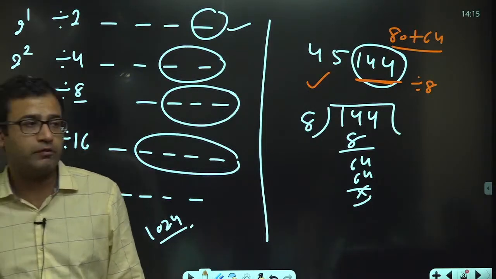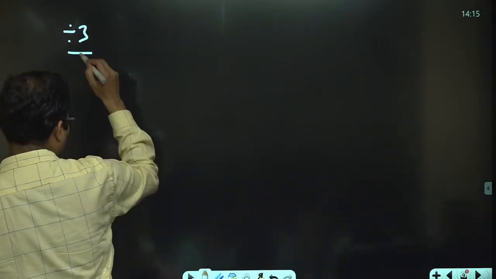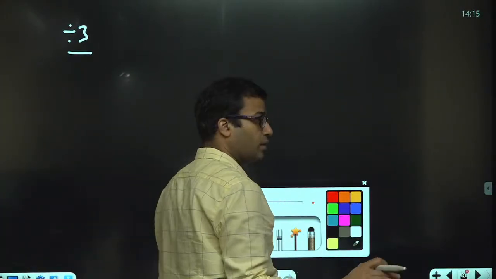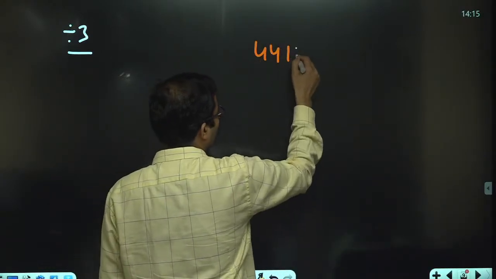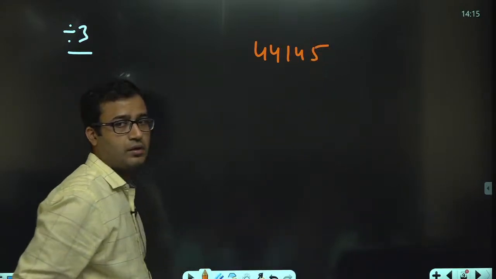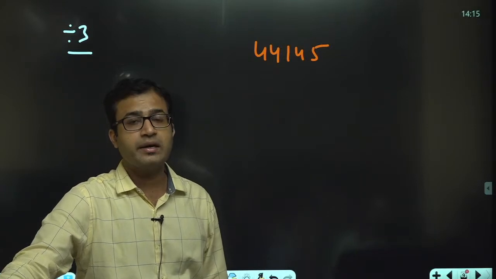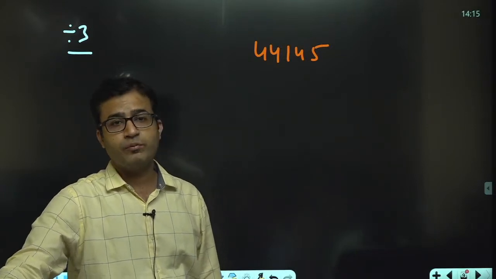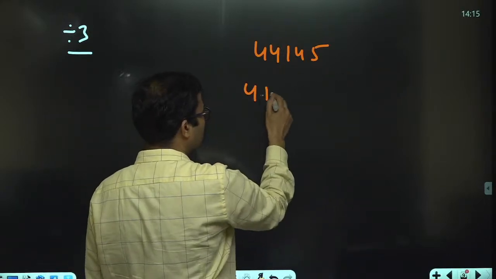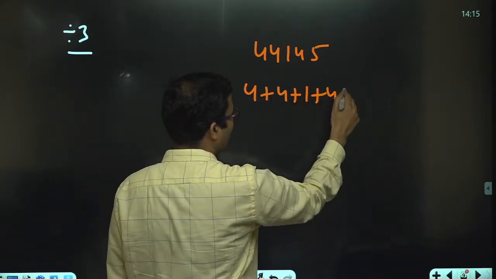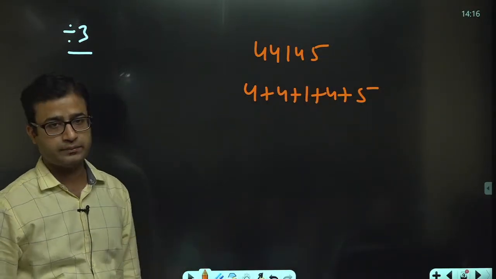Next is divisibility of 3. If I give you any number, 44,145, and I ask you to do sum of the digits, by sum of the digits, what I mean is we have to add all these digits: 4 plus 4 plus 1 plus 4 plus 5. This is called sum of the digits.